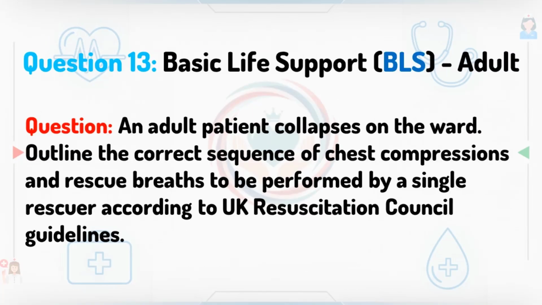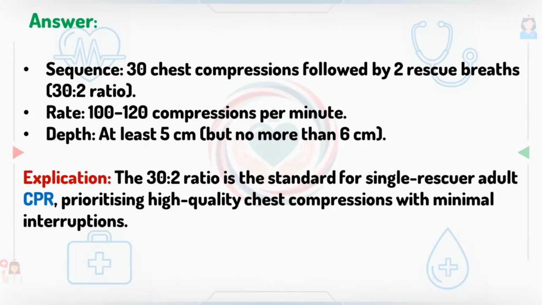Question 13. Basic life support, BLS, adult. Question. An adult patient collapses on the ward. Outline the correct sequence of chest compressions and rescue breaths to be performed by a single rescuer according to UK Resuscitation Council guidelines. Sequence: 30 chest compressions followed by 2 rescue breaths, 30:2 ratio.